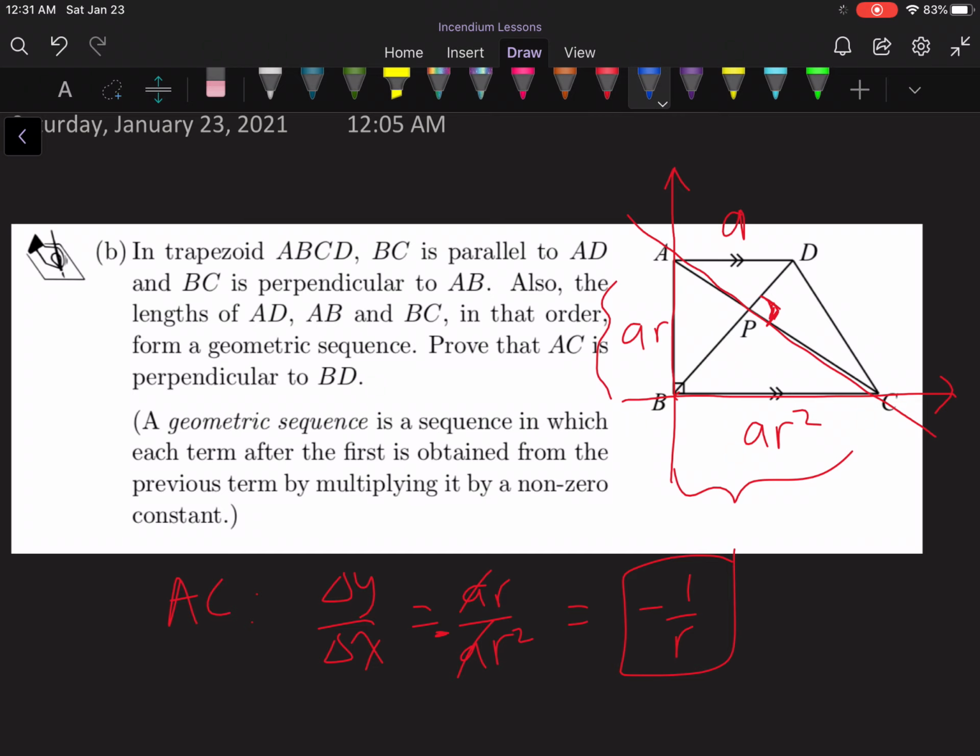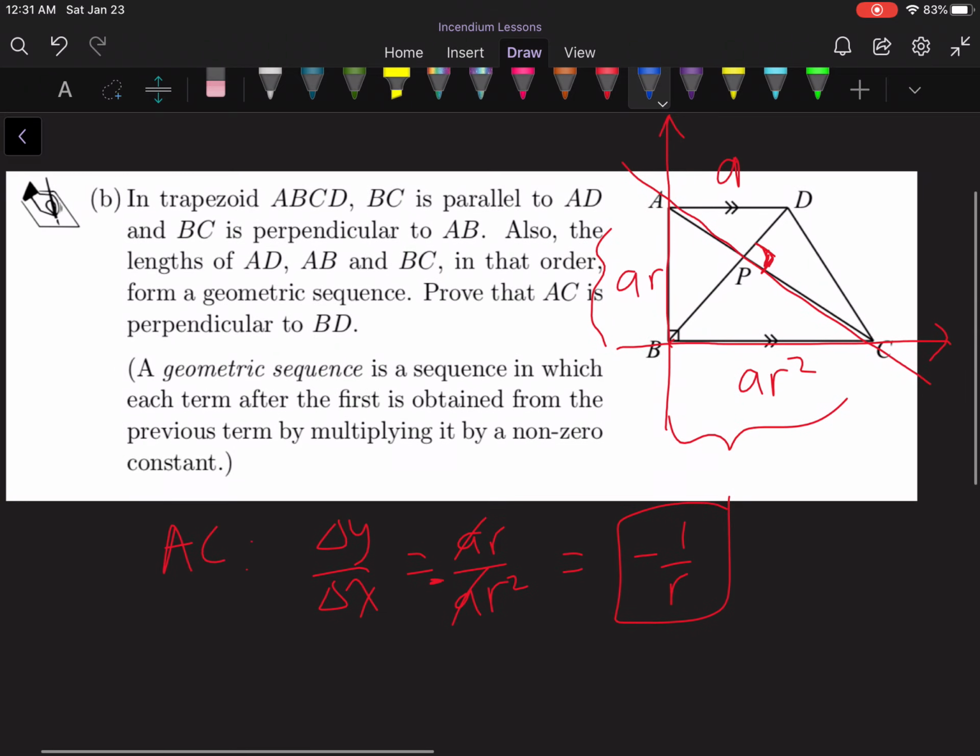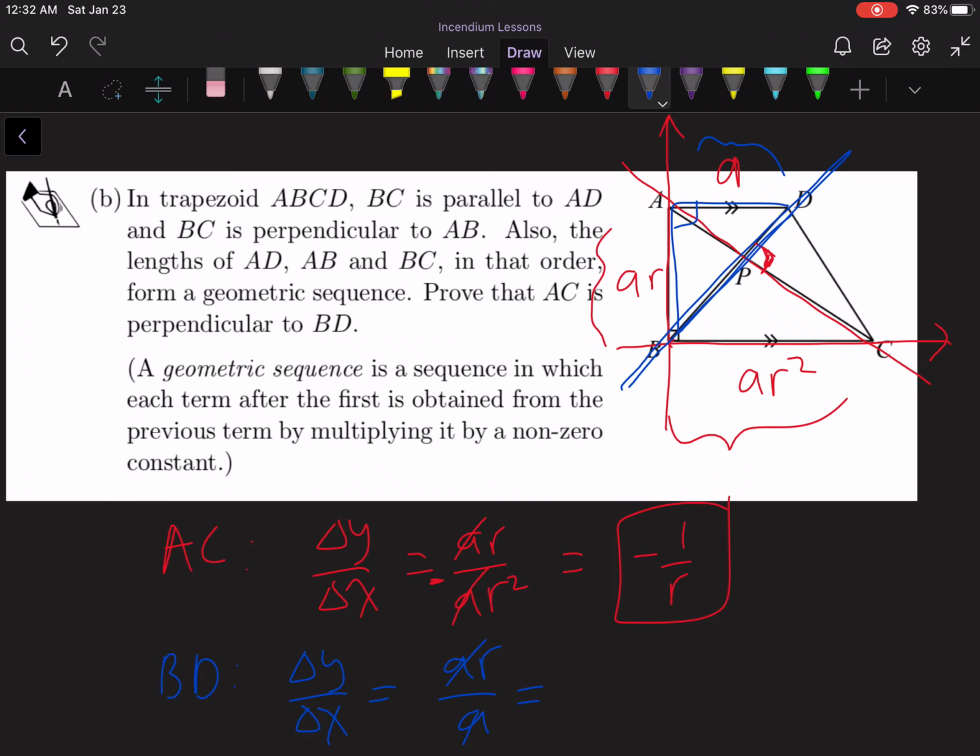How about we now find the slope of BD? Now I'm going to change to a different color just to make sure you don't get too confused with all this writing. What's the slope of this line? Change in y over change in x: the change in y is ar, and the change in x is a. I'm just using this right triangle here. So ar over a, simplifying that, we get r.